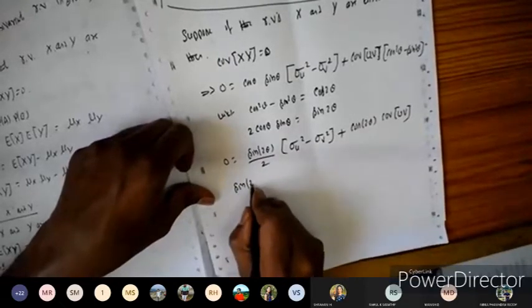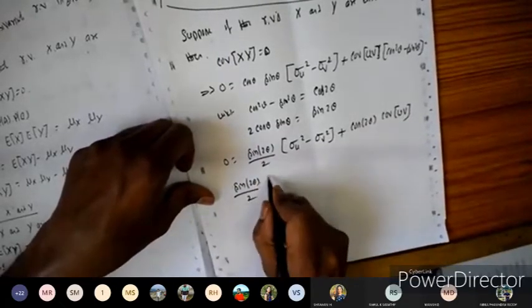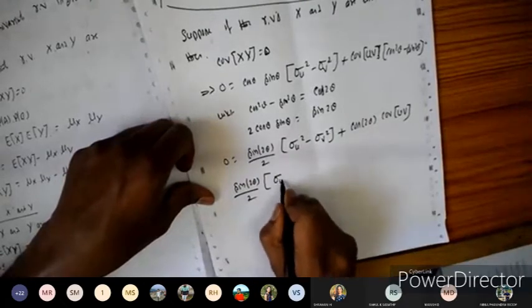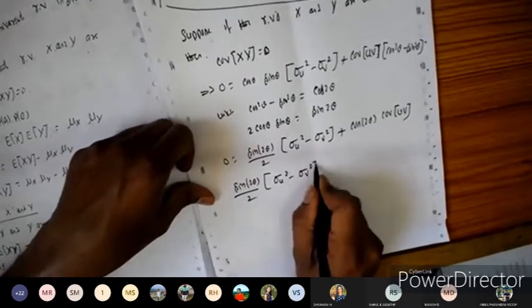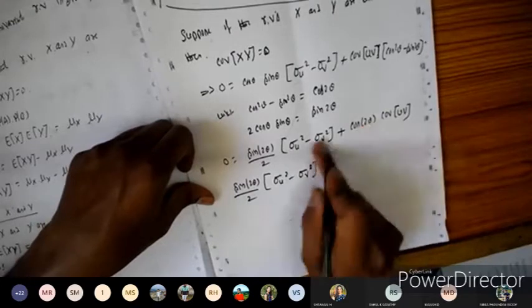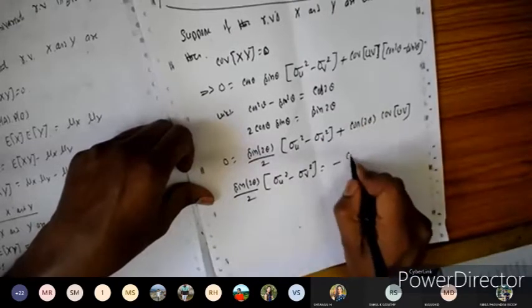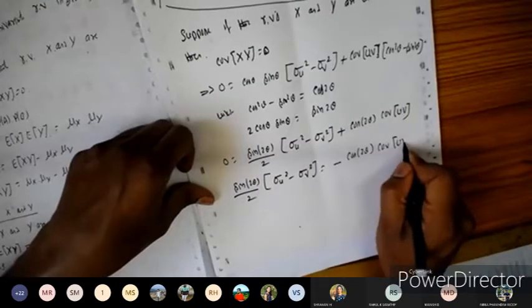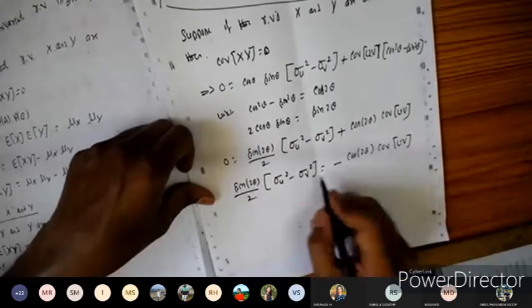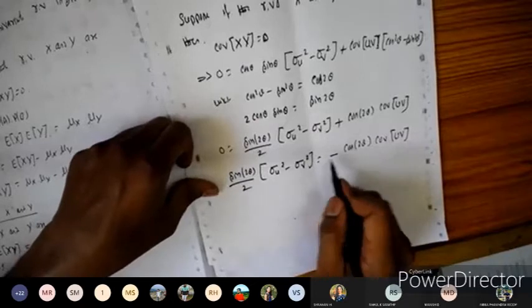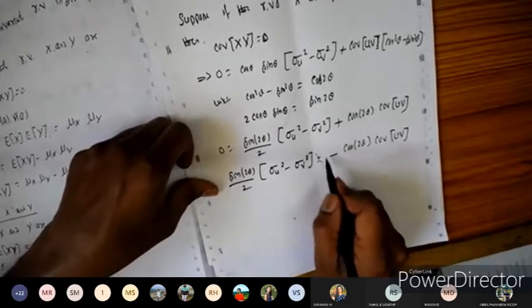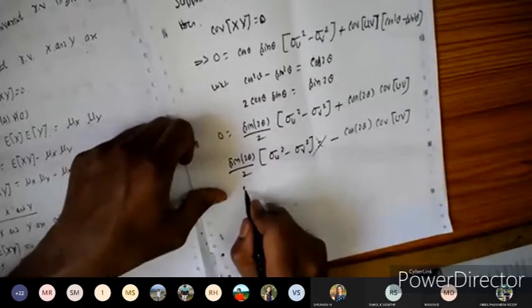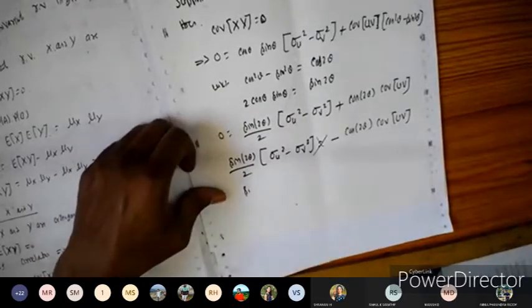So sin 2 theta divided by 2 into sigma u square minus sigma v square is equal to, sending it here, minus cos 2 theta into covariance of u and v. I need to express this in terms of tan theta, so let us cross multiply.